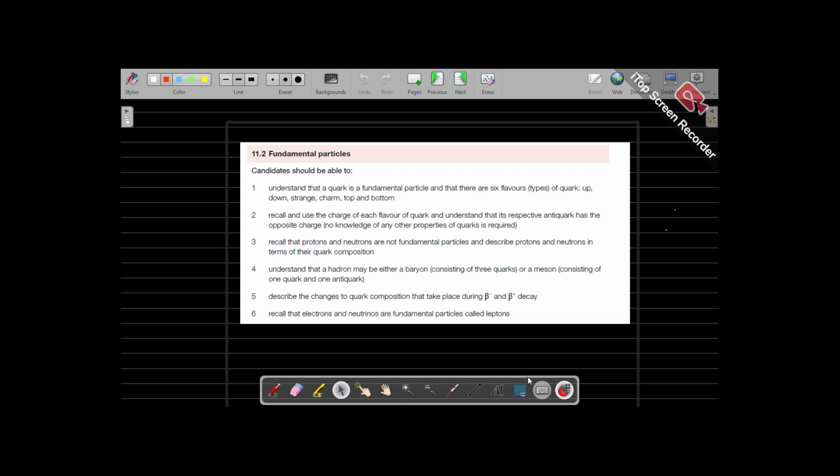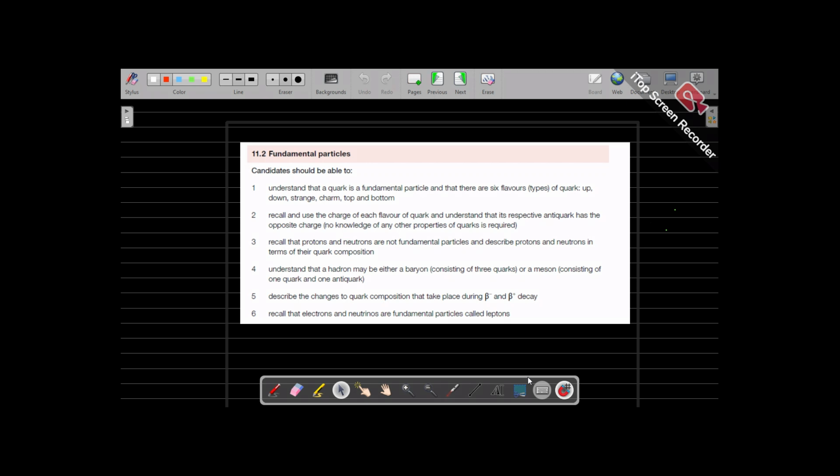Understand that quark is a fundamental particle. Fundamental particle is what's not made up of anything else and what cannot be broken down further. And then there are six flavors or types of quarks: up, down, strange, charm, top, and bottom. And then recall and use the charge of each flavor of quark and understand its respective anti-quark. Like for up, we have anti-up, anti-down, anti-strange, anti-charm, anti-top, and anti-bottom.